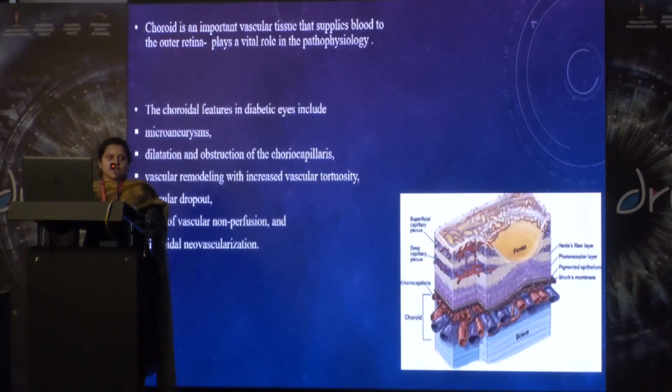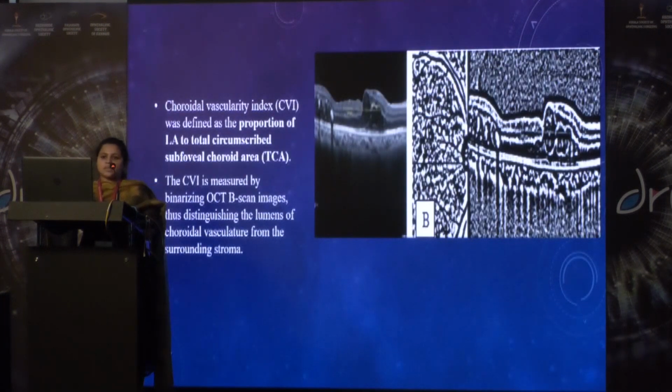Choroid, as we know, is the vascular coat of the posterior segment, and a part of the macula is entirely dependent on choroid for its nutrition. Thus comes the importance of choroid in diabetic macular edema. Previous studies have already demonstrated various changes in the choroid, and choroidal vascularity index is now being introduced as a novel marker of choroidal health, and it is actually a proportion of luminal choroidal area to the total choroidal area.